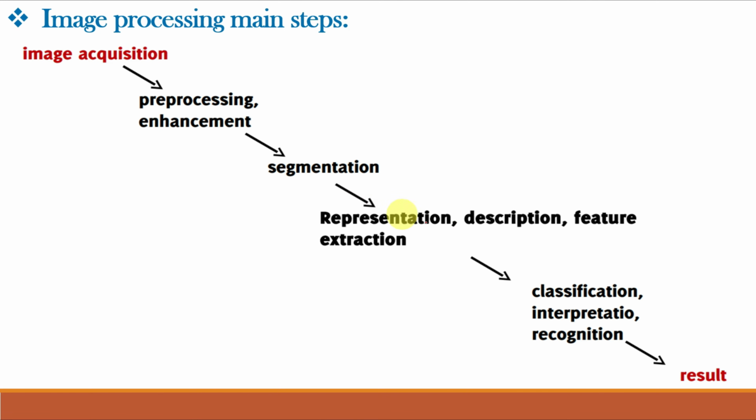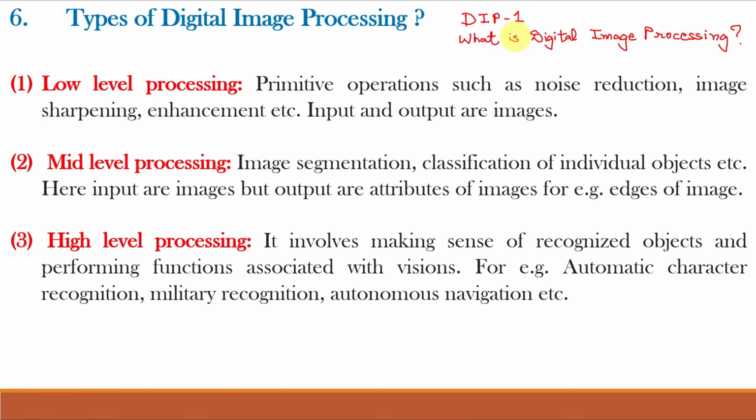These are the main steps of image processing, and now we are learning the final step of image pattern classification, interpretation, or object recognition. That basically completes our image processing task. In our first video lecture of DIP, we understood that there are three levels of image processing: low level, mid level, and high level image processing. And object recognition comes under high level image processing. See, object recognition is a difficult task that performs functions associated with vision. And for computers, it is very difficult to recognize objects themselves.